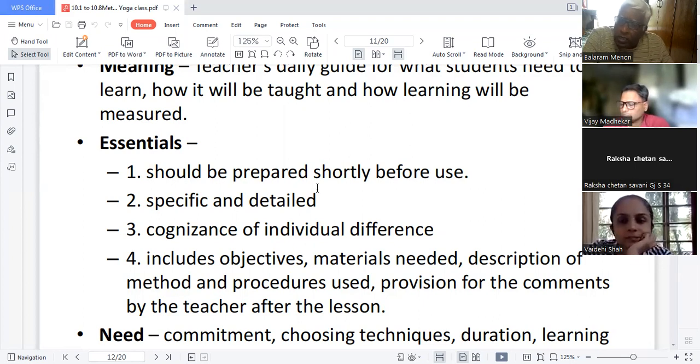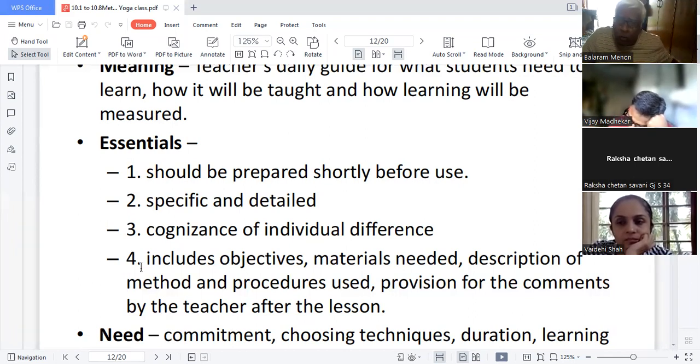Okay. Cognizance of the individual difference. What are the counterposes? Say for example, you are taking Paschimottanasana, the forward bending. Paschim is toward the west. So Purvottanasana is the counterpose, where the vertebral column which was bent toward the west side is flattened and goes to the east side, so it gets relaxed. Include the objective, materials needed, description of the method and procedures used, and provision for the comments by the teacher after the lesson.